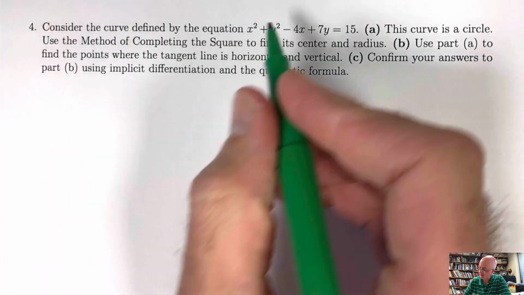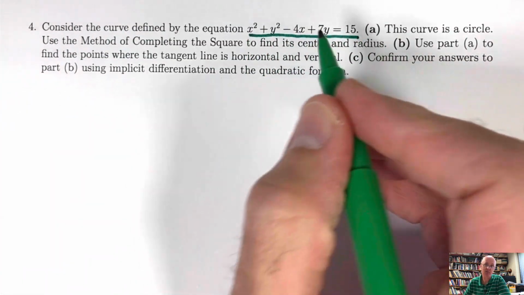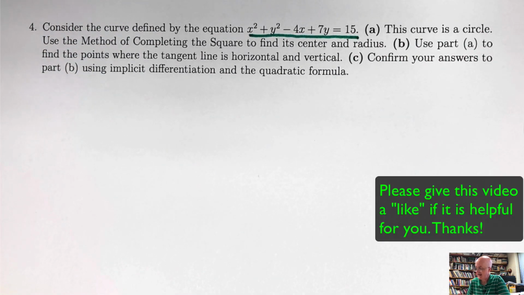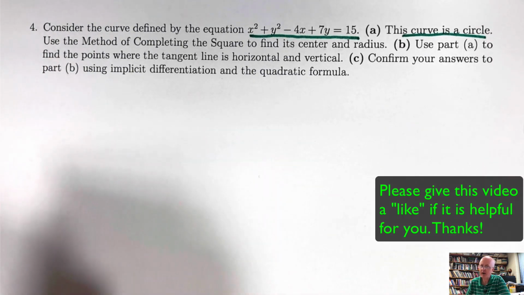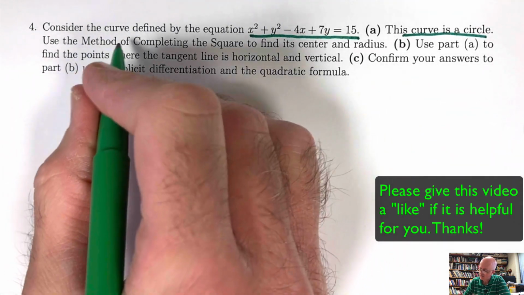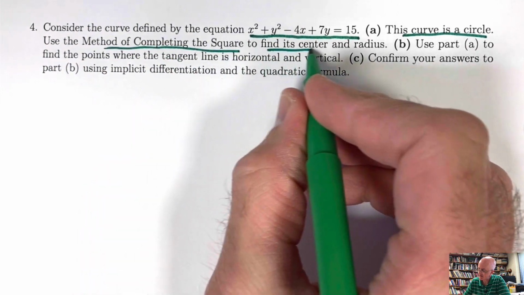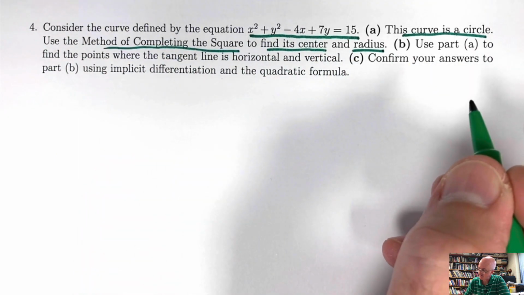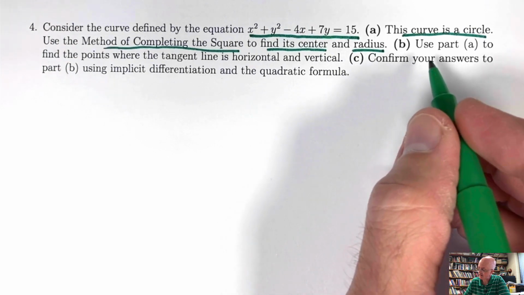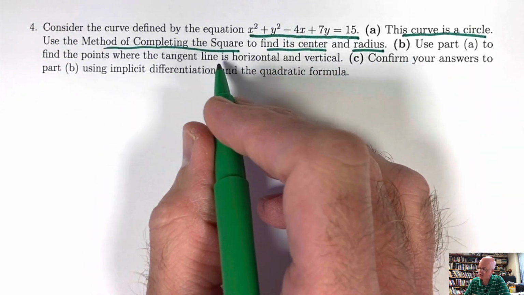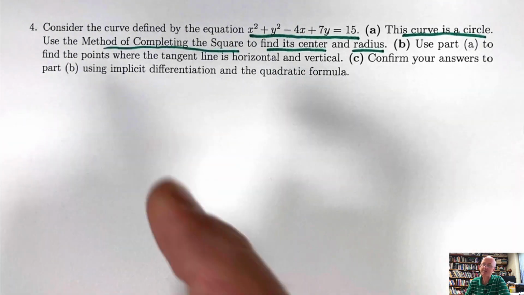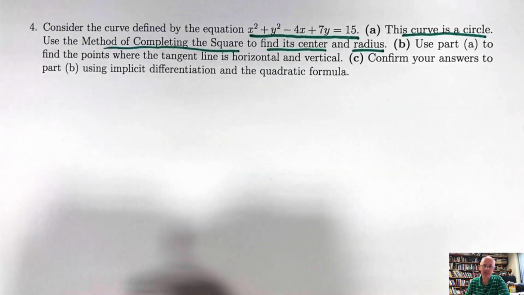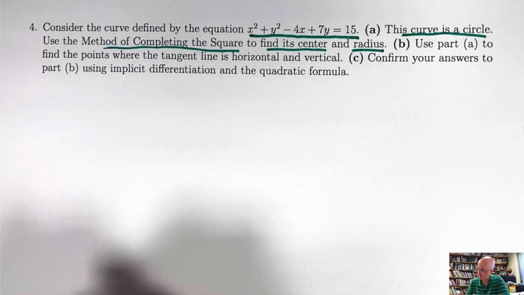Our last problem involves a quadratic equation, but more complicated than number 1. And in fact, this curve is going to be a circle, the curve defined by that equation. In part A, we're not doing any calculus. We're going to get a little practice with the method of completing the square to find the center and the radius of the circle. In part B, we're also not going to use any calculus. We're going to figure out, based on that, where the tangent line to this circle is both horizontal and vertical. It's in part C where we'll use calculus to try to confirm the answer to part B using implicit differentiation, and we'll also need the quadratic formula.